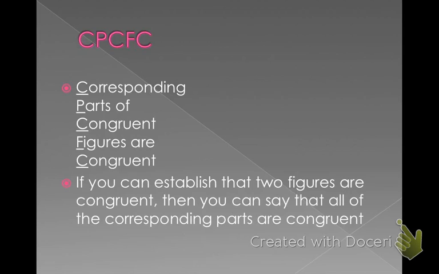So, like I said in the intro, this means corresponding parts of congruent figures are congruent. So this helps us say that if we can establish that two figures are congruent, then you can say that all of the corresponding parts are congruent. It's obvious, but it gets used in proofs in ways that oftentimes kind of mystify students.